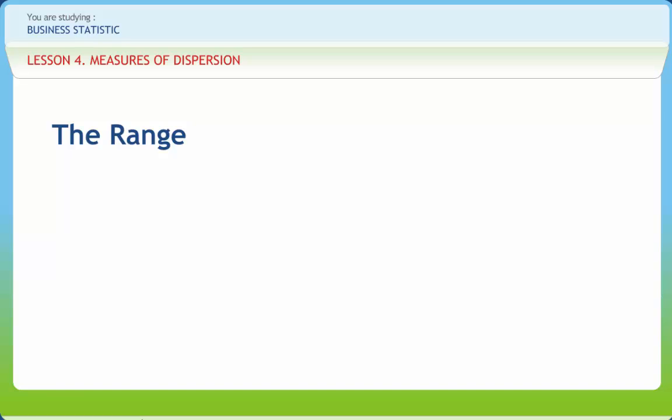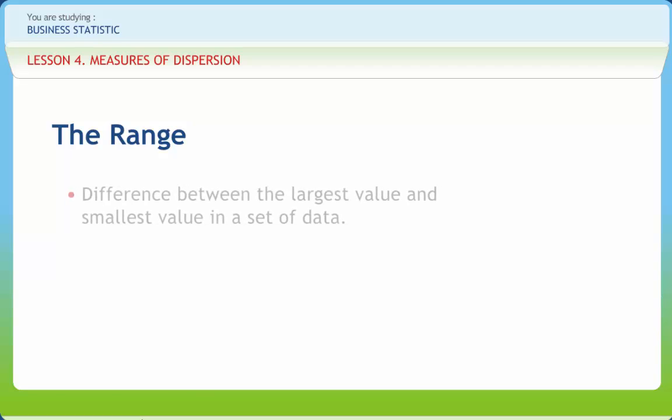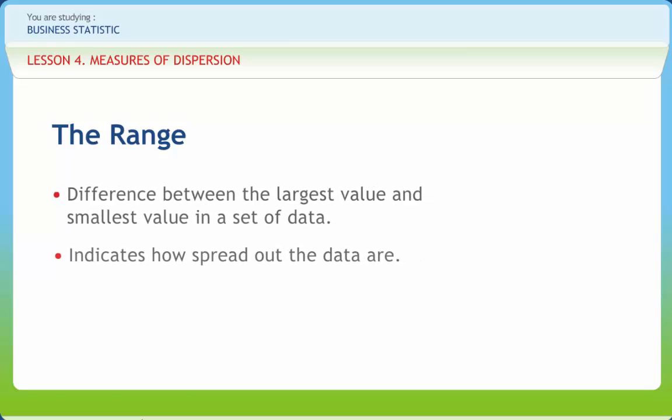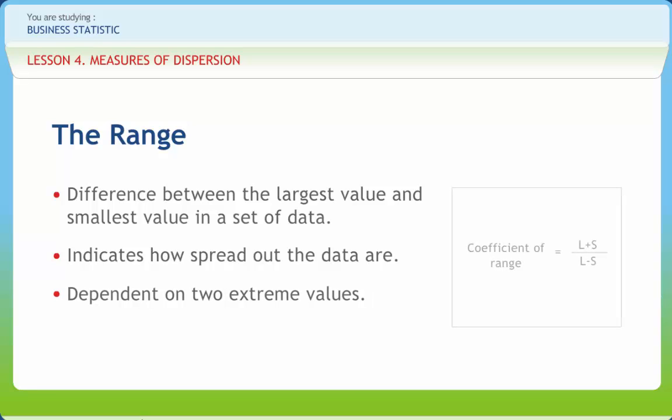The range of a distribution is the difference between its two extreme observations, that is, the difference between the largest and the smallest observation. For calculation, first find the largest and smallest number in the data set, then subtract the smallest number from the largest number. The difference is equal to the range. Coefficient of range can be calculated by adding the largest and smallest observations and dividing by the difference between the largest and smallest observations. Coefficient of range is also known as coefficient of dispersion.